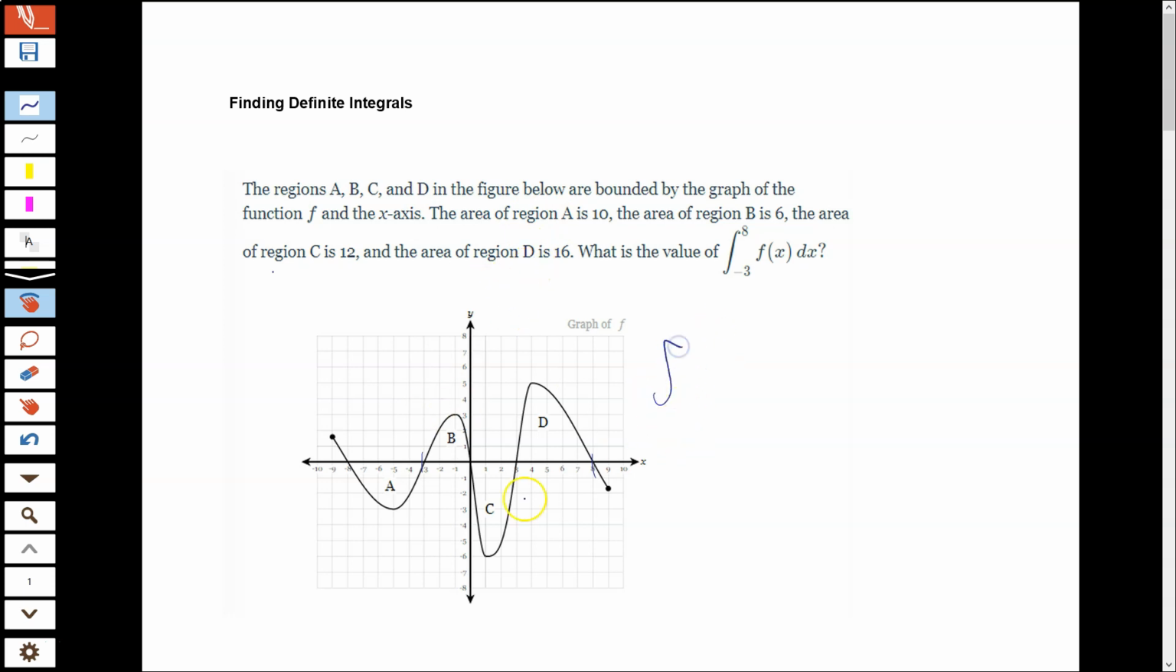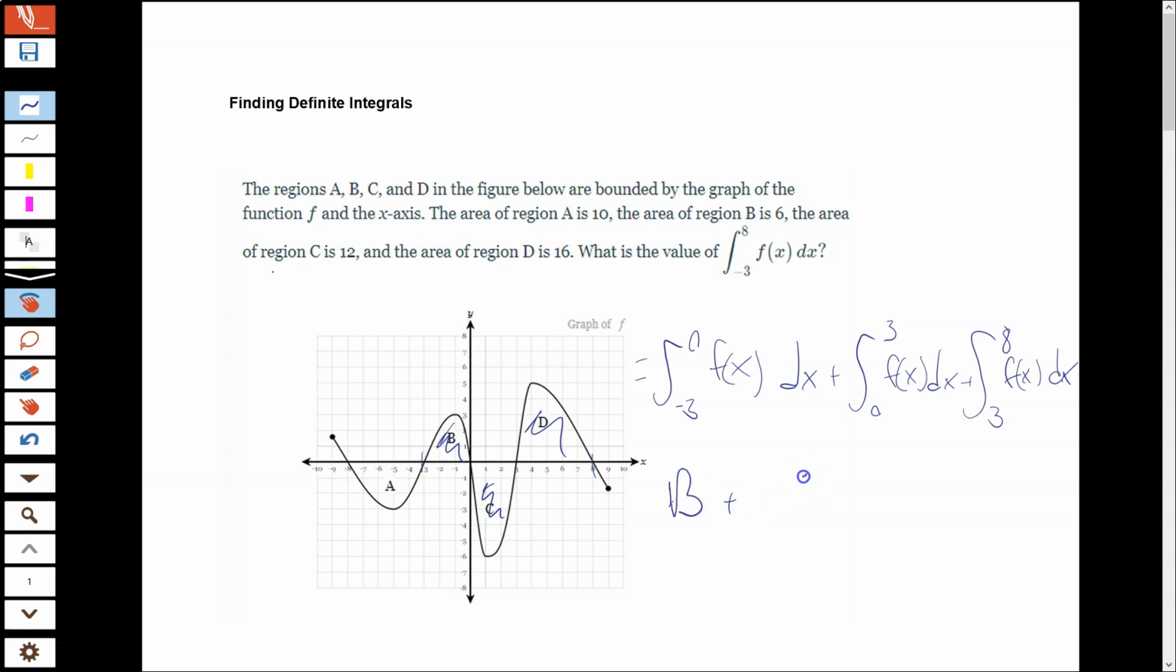Really this would be the integral. We can look at it in separate pieces, right? So from -3 to 0 f of x dx plus the integral from 0 to 3 f of x dx plus the integral from 3 to 8 f of x dx. Right? So we have three different zones, right? And our zones are here, here, and here. So really this is just the area of B plus C plus D.